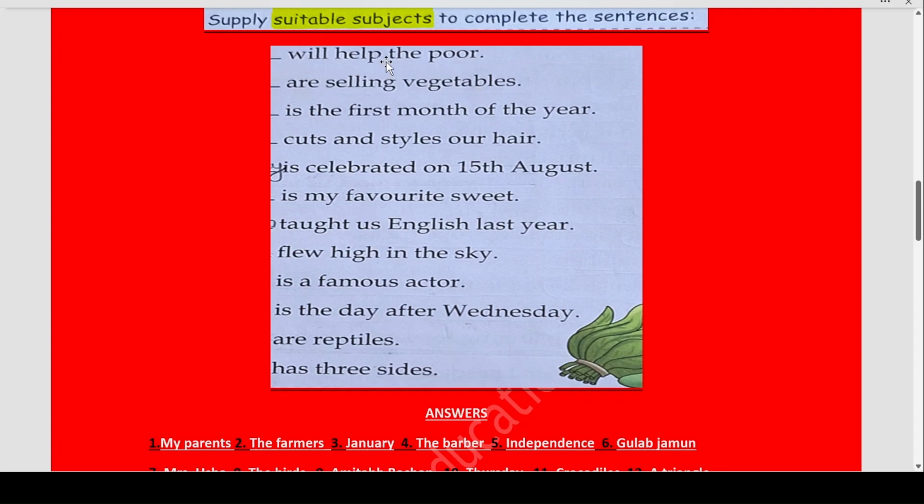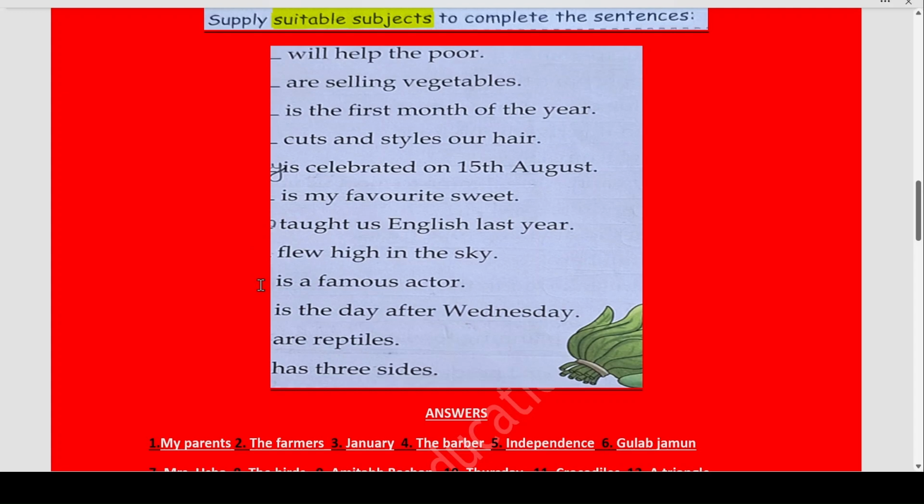Now, students, all these predicate parts have the verbs. Let me first identify the verbs for you in these predicates. Will help is your verb. Are selling is your verb. Is in the third sentence is your verb. Cuts and styles is the verb. Is is the verb in is celebrated on 15th August. Is is the verb in is my favorite sweet. Taught is the verb in taught us English last year. Flew is the verb in flew high in the sky.